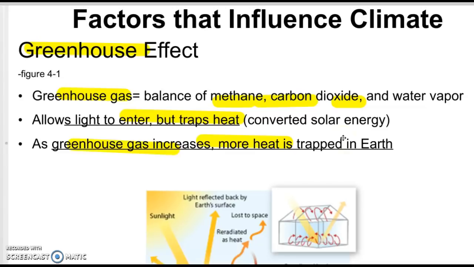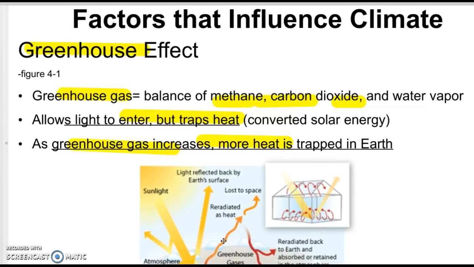And you've heard about greenhouse gases before. Greenhouse gases have to do with a layer above us in our atmosphere that has some methane, carbon dioxide, and water vapor. What happens is light can enter and get to our plants and to all of the bacteria that go through photosynthesis and things like that. But the heat gets trapped in, and that's what helps keep our atmosphere somewhat warm.